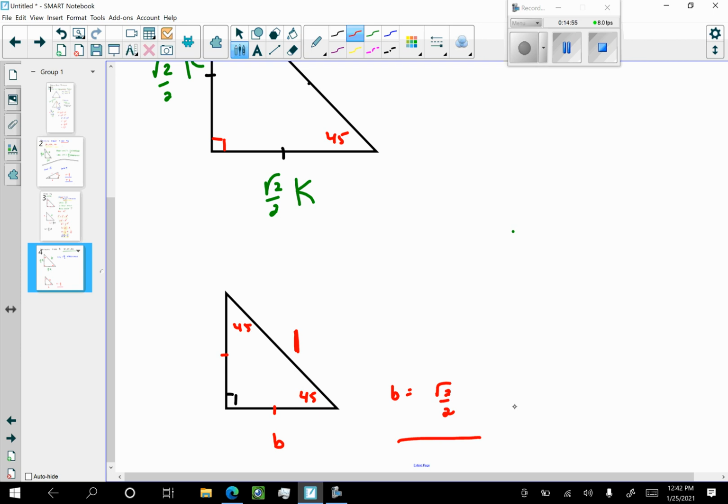Okay? All right, pretty easy result, two special right triangles, 30, 60, 90 and 45, 45, 90. We will use those a lot in our study of fundamental trigonometry.